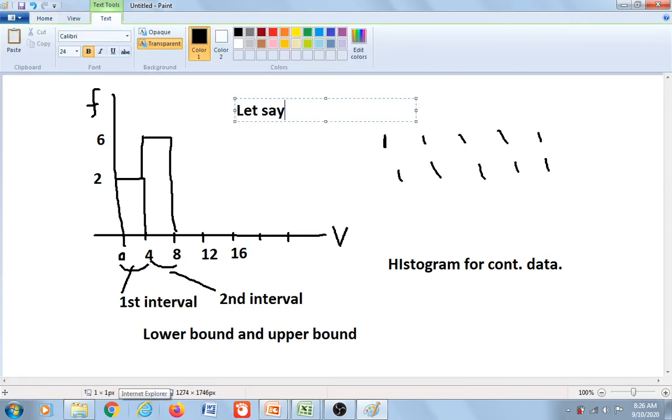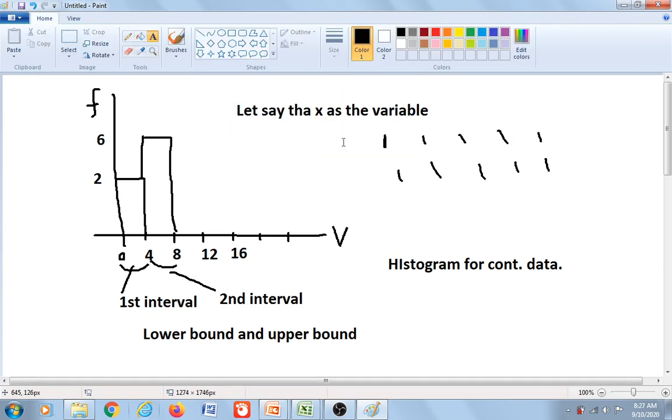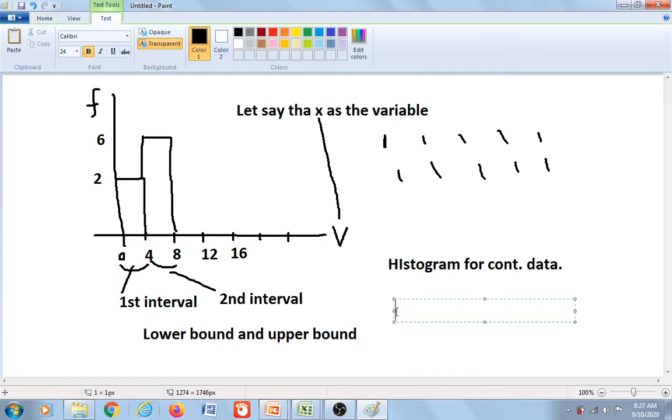let's say that x is the variable. So our variable here is volume, and say that volume is x. The notation for the first interval is 0 less than x and x less than or equal to 4. That's your first interval.